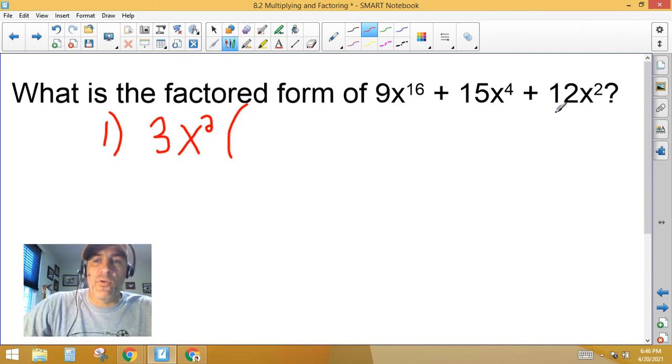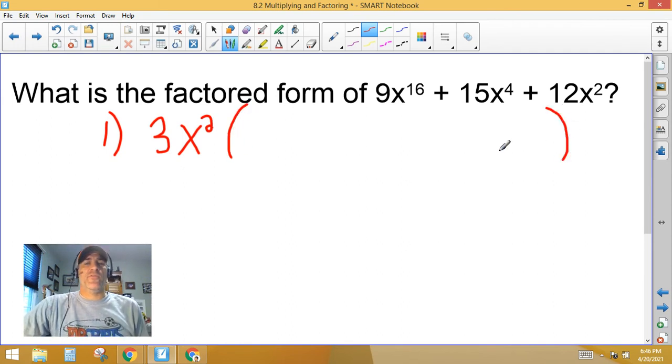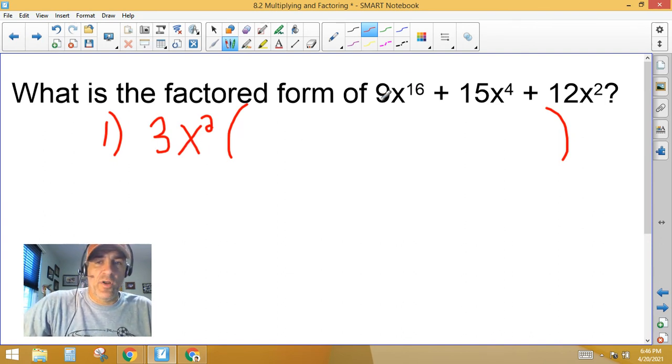And now another way to kind of look at this is 3x squared times what gives me here. So like I want to distribute and get that as my answer. Okay, so I know 3 times what gives me 9 has to be 3. X squared times what gives me x to the 16th. Recall, we add our exponents when I multiply, so that has to be a 14.